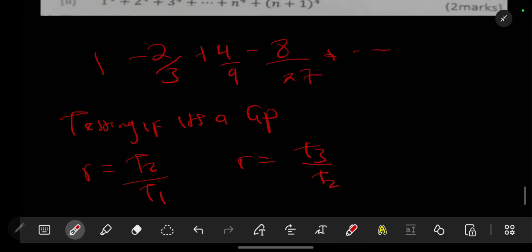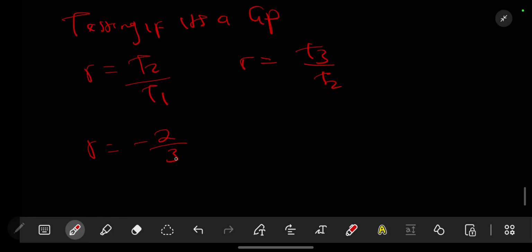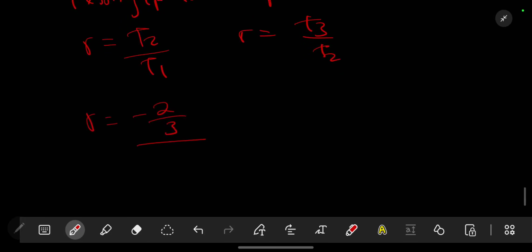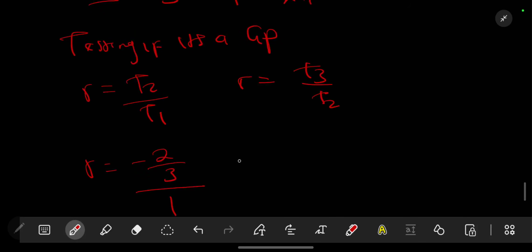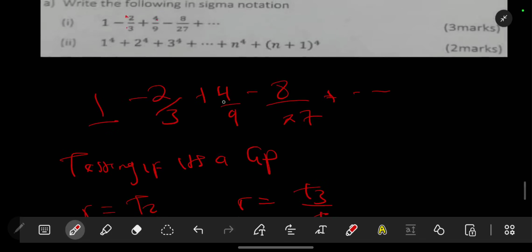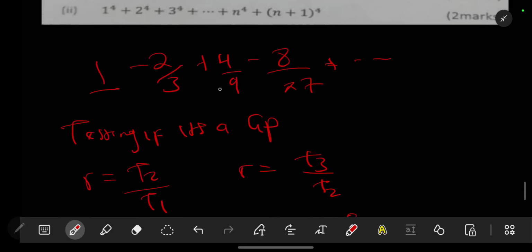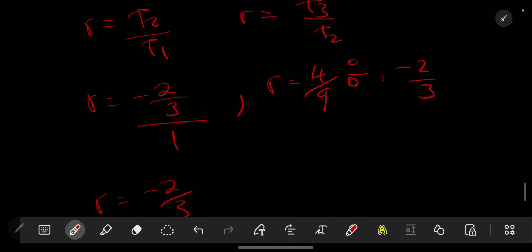So R should be equal to term number 2, which is negative 2 over 3, over our first term, which is 1. So our R will be negative 2 over 3. It should give you the same answer for R equal to term number 3, which is 4 over 9, divided by term number 2, which is negative 2 over 3.